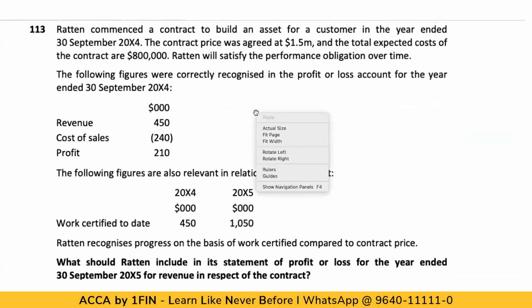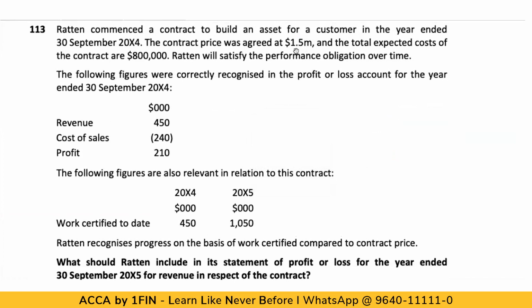Okay. So this is one specific aspect of revenue recognition, which has to do with your contract related accounting, construction contract related aspects. So let's have a look at this question. Rattan commenced a contract to build an asset for a customer in the year ended 30th September of year 4. So they have entered into a contract. The contract price was agreed at 1.5 million.